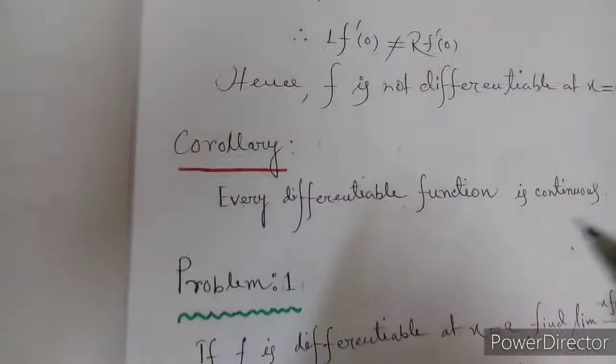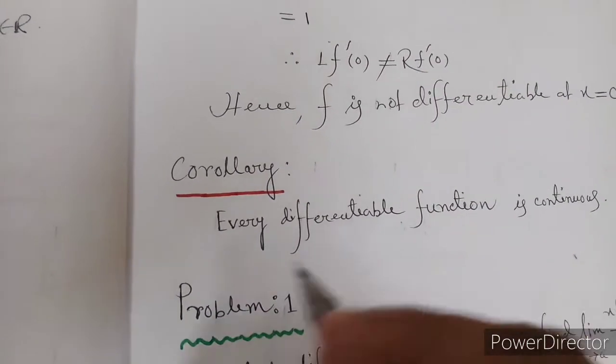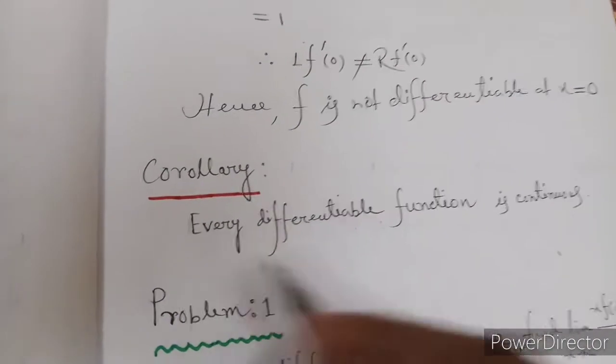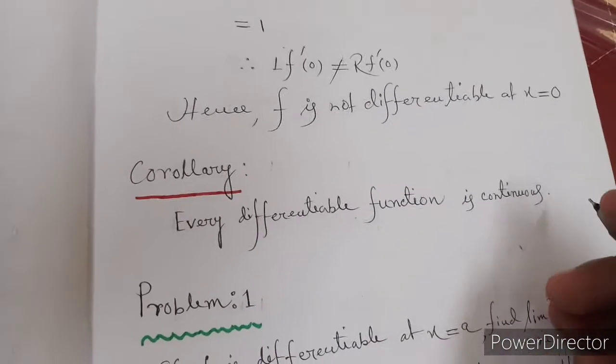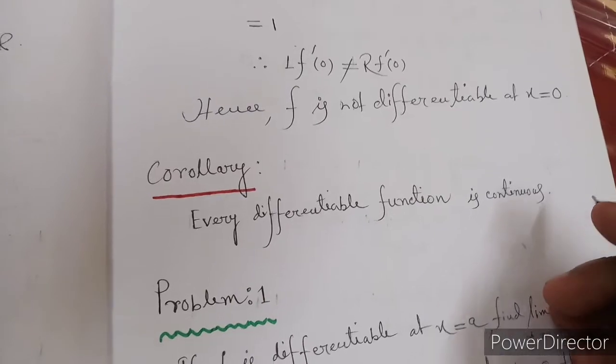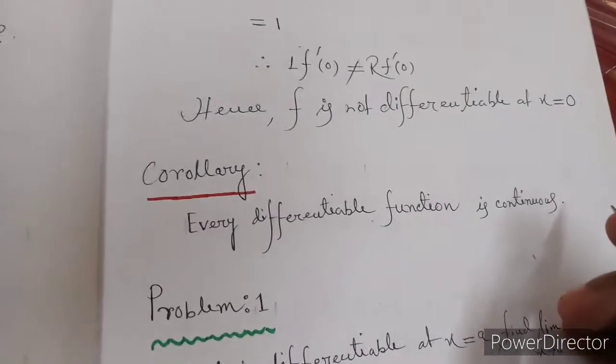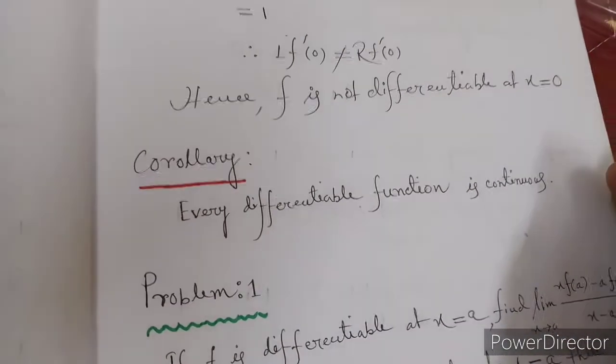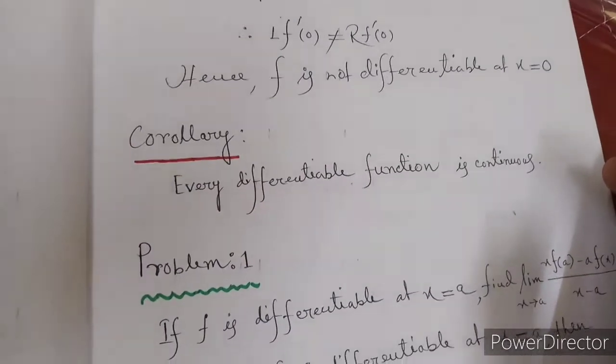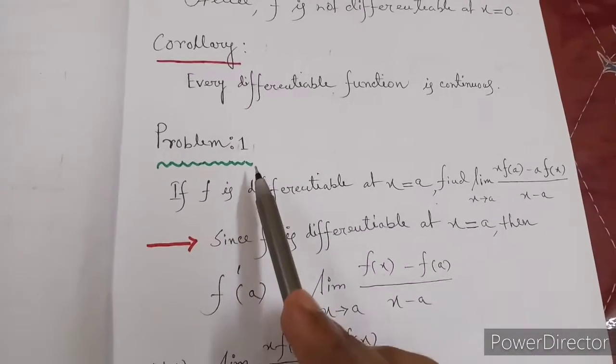So now the corollary of the above theorem: every differentiable function is continuous. That means if a function is differentiable at any point in its domain, then it should be continuous at that point.